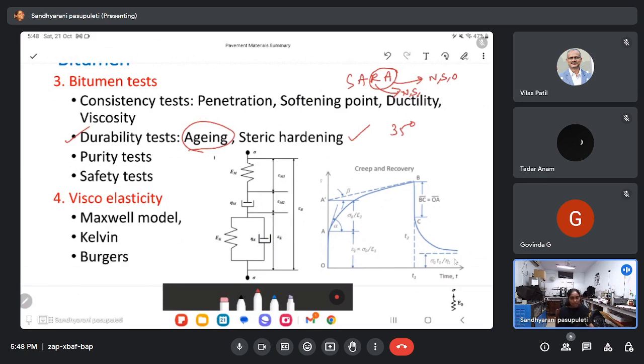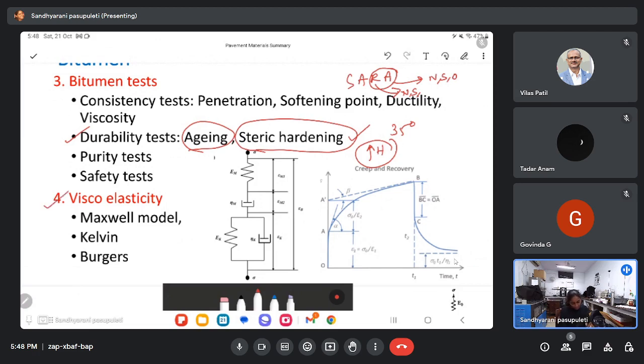Usually, whenever we are going to use the bitumen, initially we heat it, because if I want to do penetration, I have to heat it and pour it in. So during this heating process, they go back to their original condition. This condition is actually called steric hardening. This steric hardening can be removed by heating the bitumen, so that is not a problem for the bitumen.